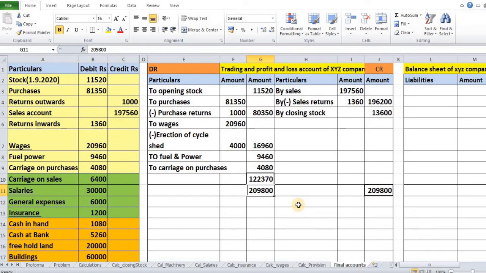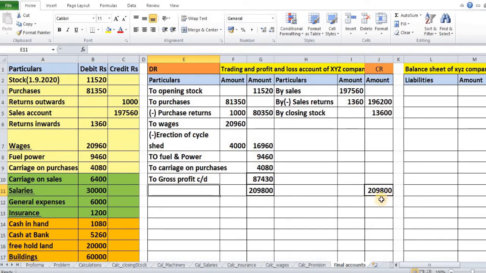Now we will deduct the debit total amount from credit total amount, that is 2,09,800 minus 1,22,370, which comes to 87,430. We'll mention this amount as to gross profit carried down on the debit side. Since credit side total is greater than debit side, we are mentioning as gross profit.